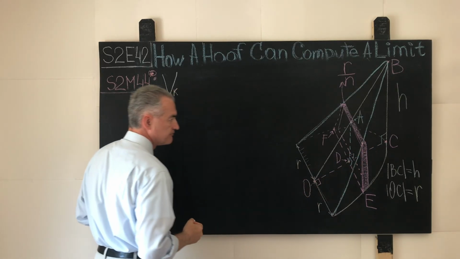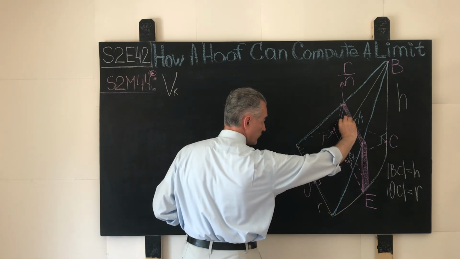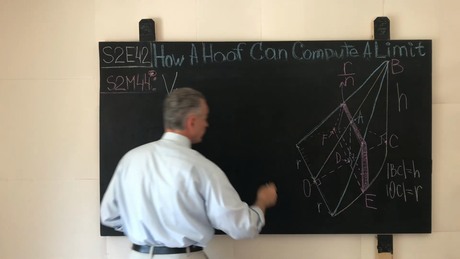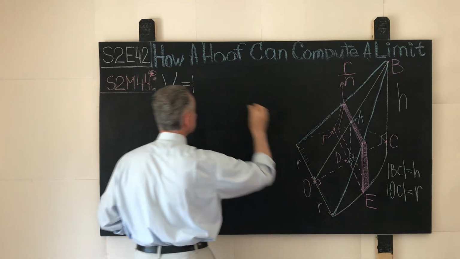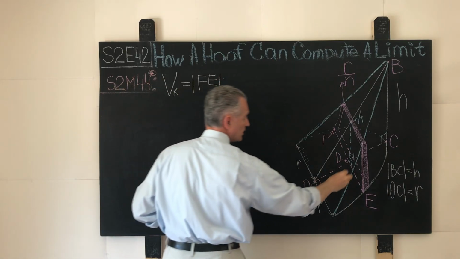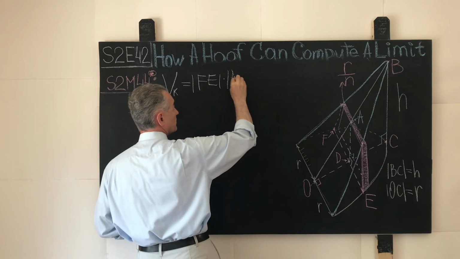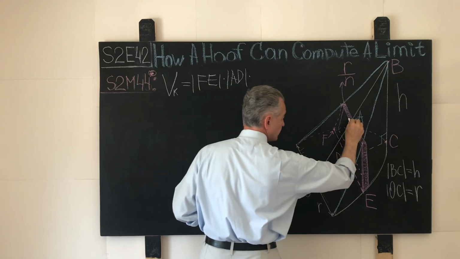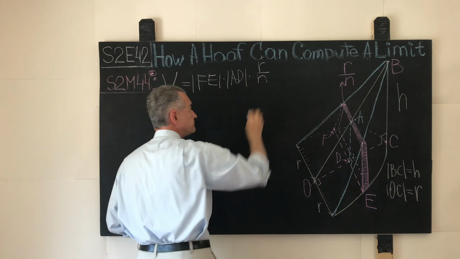The volume of the hoof of Archimedes will be what? It will be the area of, let's say, its base, and in this case the area of this base will be what? It's a rectangle. It will be the distance FE times the distance AD. The distance AD, I'll explain where the point D came from in a minute, times the thickness R over N.